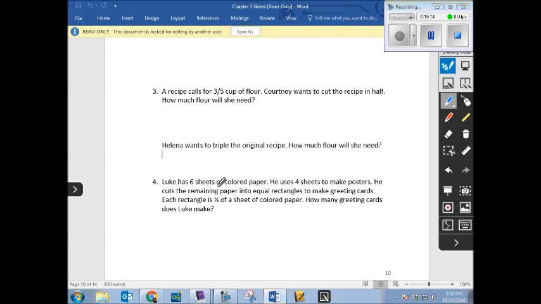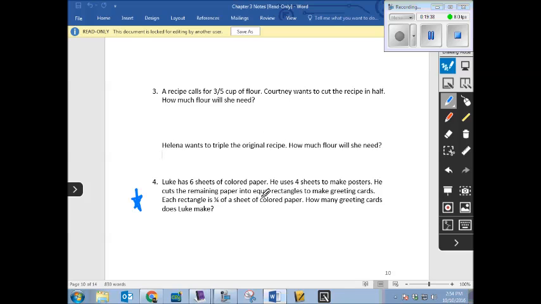So Luke has 6 sheets of colored paper. He uses 4 sheets to make posters. He cuts the remaining paper into equal rectangles to make greeting cards. Each rectangle is 1/4 of a sheet of paper. How many greeting cards does Luke make? Now this question right here could pose a little bit of a problem for some of you, because there's a lot of information given to you, and a lot of it's very distracting.